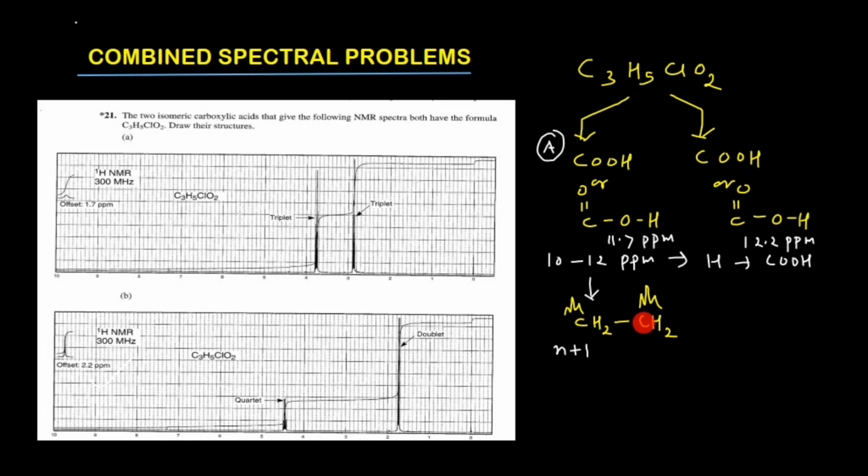So this carbon is the vicinal carbon, and it has two hydrogens. To check the splitting pattern of this CH2, we identify these two hydrogens as n. So n is 2, 2 plus 1 is 3, and 3 stands for the triplet. That's why this triplet is here. The same is true for this one as well. To identify the splitting of these two hydrogens, you need to check the hydrogens present on the vicinal carbon. The number is 2 again.